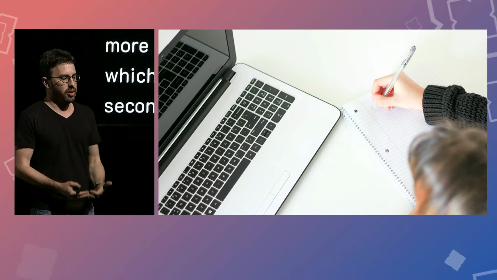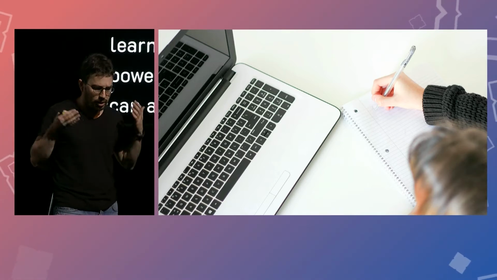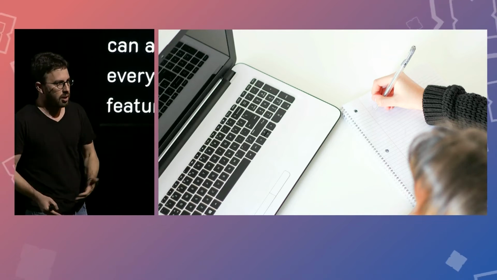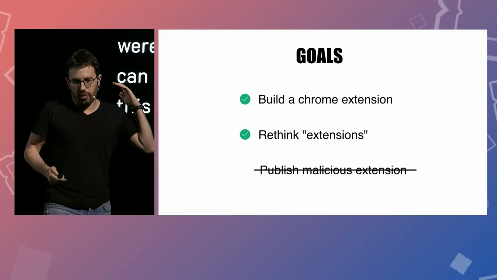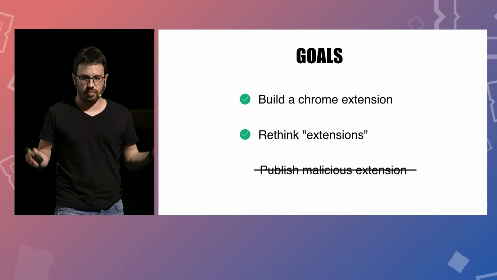Which leads me to the second point. The second lesson I learned is how powerful these extensions can actually be. For every functionality and every feature that we added, we were surprised: really, can an extension do this? And then we added more functionalities, and really, can an extension also do that? So this is what we're going to do today. The first thing that we're going to do is build together a Chrome extension. Then we're going to take this Chrome extension and turn it into a malicious one.